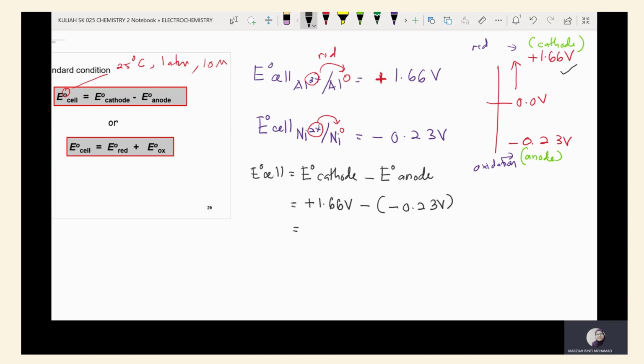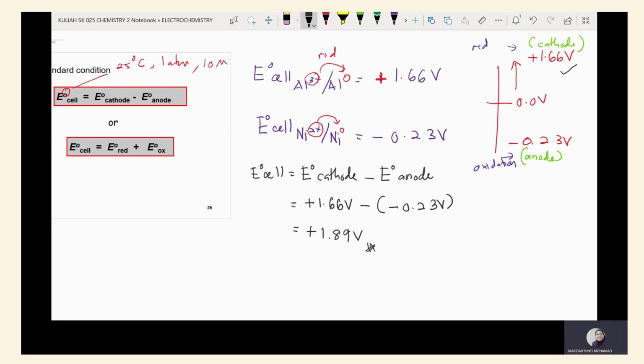So my E naught cell is 1.66 plus 0.23, which becomes positive 1.89 volt. This is the voltmeter reading for the reaction between aluminium and nickel, where nickel becomes our anode and aluminium is our cathode. So don't forget to put a positive sign in front because it shows that it is a spontaneous reaction.